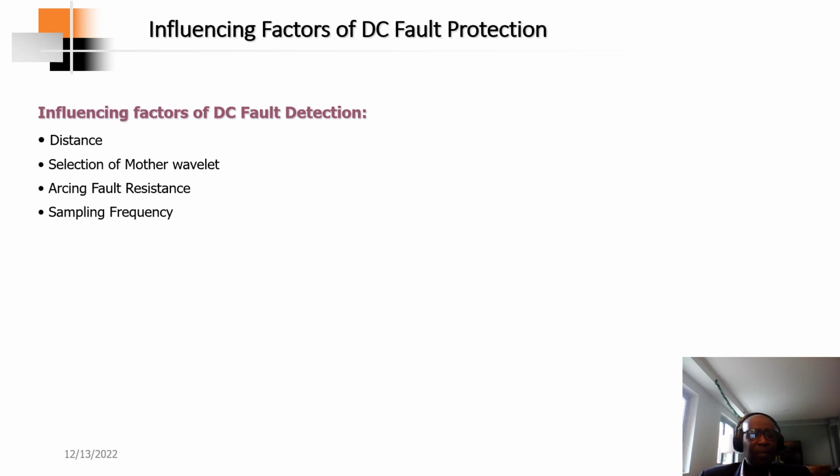Now let's talk about sampling frequency. Sampling frequency is also very important in the design of a protection scheme for an HVDC scheme. Like I made mention in the previous slide, sampling frequency basically results in high cost of the protective relay.